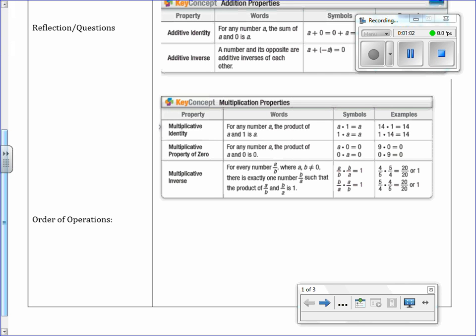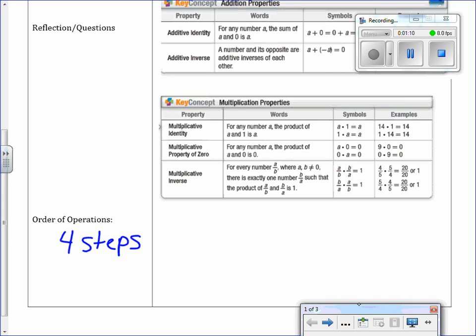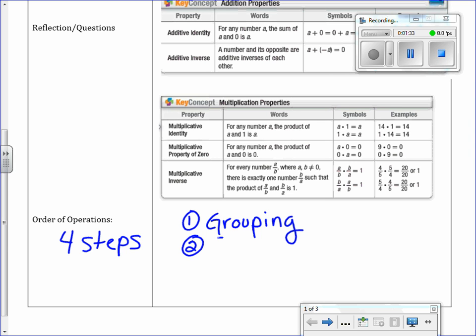Now, order of operations. The order of operations has 4 steps. There's only 4 steps to the order of operations. And those steps are, first, grouping symbols. You may have heard about parentheses. We want to call them grouping symbols because there's all different types of grouping symbols that we're responsible for clearing up when we're solving an expression using the order of operations. Second is exponents.